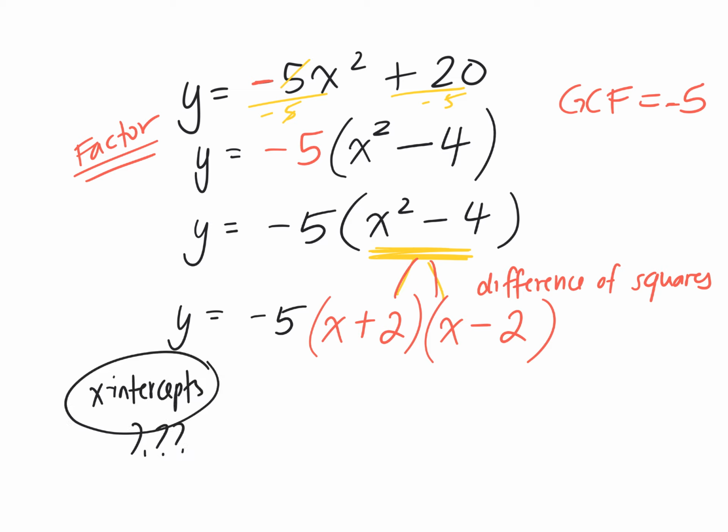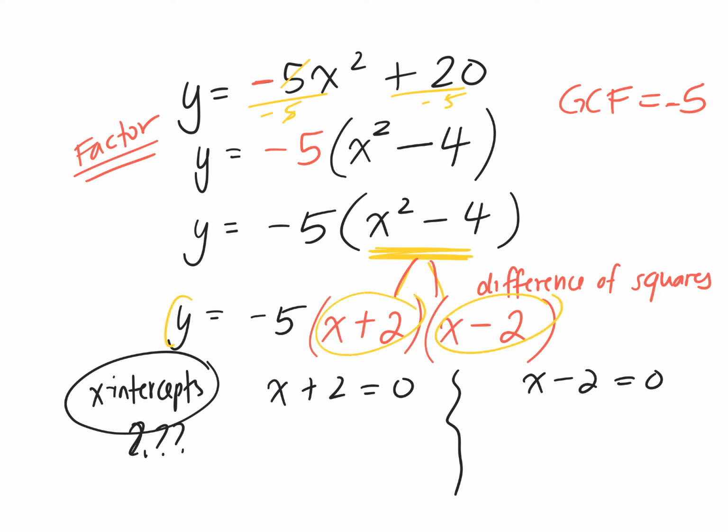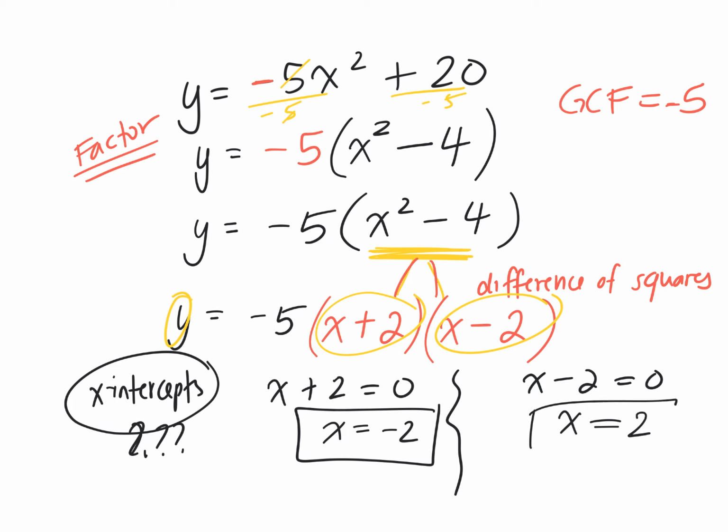What are the x-intercepts equal to? Well, I have x plus 2 equals 0, and I have x minus 2 equals 0, right? You're always taking your factors and setting them equal to 0 so that you can figure out what the x-intercept is. So Chelsea, what's the first x-intercept? X plus 2 equals 0. So what is the first x-intercept? What's the opposite of plus 2? Minus 2. And what's the other x-intercept? Plus 2. So those are the two x-intercepts. (-2, 0) and (2, 0) are the two x-intercepts.